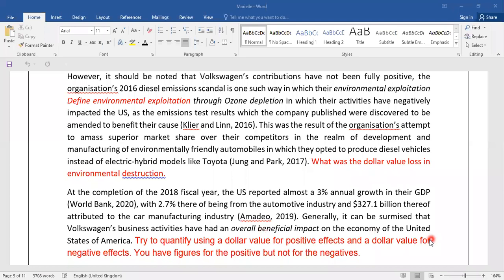Students, if you understand what I'm saying about quantifying the dollar value positive and dollar value negative, please indicate so we can move on. I'm trying to help you have strong answers. We want everybody to score in the 80s.